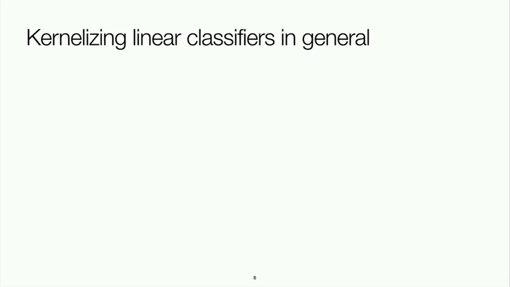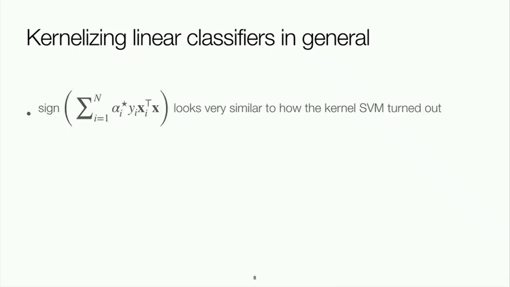Let me add a note about kernelizing linear classifiers in general. So we've seen two now, actually, right? We saw the soft margin SVM, and now we also saw the perceptron, right? And like I already mentioned, this idea of doing sum of alpha star i, y i, x_i transpose x, and then looking at the sign of that, that looks really similar to how the kernel SVM turned out, right? Like this representation of my weight vector w or theta, right? It's looking extremely similar regardless of which algorithm I use, the SVM versus the perceptron, right?